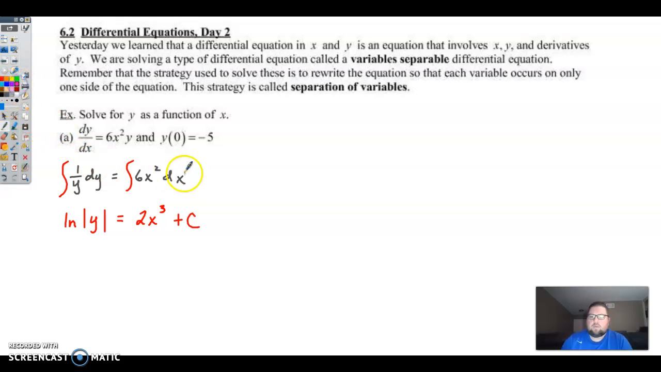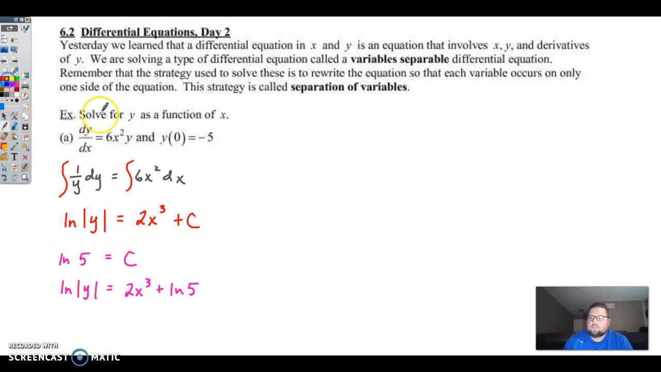If you remember from day 1's lesson, I like to go ahead and plug in the initial condition right now. So we can go ahead and figure out our c, and then we'll worry about solving for y at the end. So if we plug in -5, we end up with natural log of 5 because the absolute value turns that -5 into a positive 5. Over here we just get 0, so that's going to end up being c. So natural log of 5 is c, so our equation will be the natural log of the absolute value of y is equal to 2x cubed plus the natural log of 5.